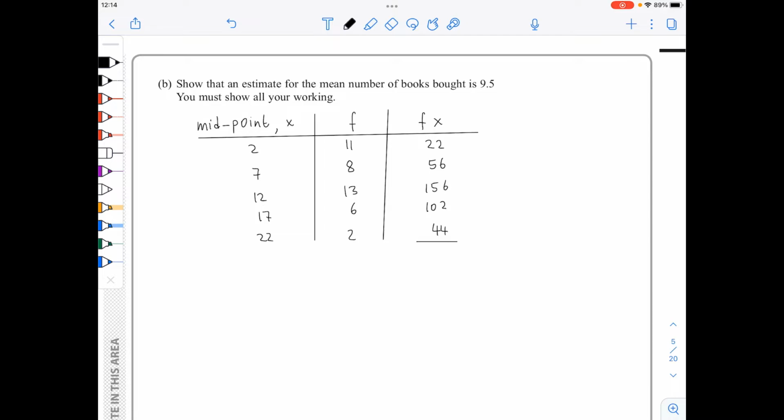If I add them up, it's going to be 380, which means that an estimate for the mean x bar will be the total 380 over 40, which is the total number of students, and this turns out to be 9.5 as required.